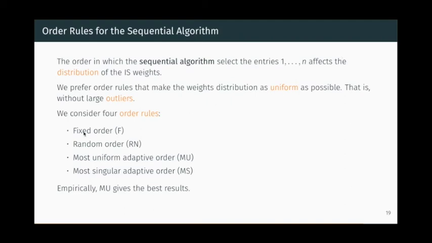And so here are the 4 rules that we follow. The first one is that you just visit the entries in order, so 1 to n. The second one is that at each step you select from the remaining entries, you just pick one at random. And then the last 2 are the most interesting ones because they are adaptive orders, meaning that at each step you use the information given from the maximum entropy distribution to pick the one that you will follow. And the definition is in the appendix, so if you're interested you can look at them. And I want to say that empirically the most uniform adaptive order is the one that gives the best results. And then I'm going to show you a quick example.